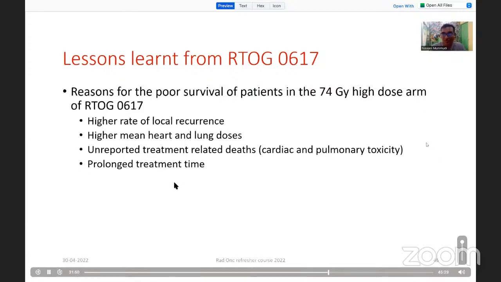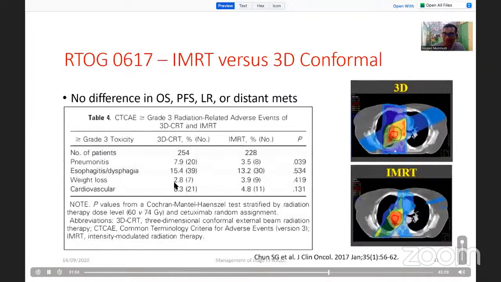So what we learned from this study is that we have probably done dose escalation in the wrong way, not in the most appropriate way, and possibly we need to think a little smarter about it rather than just do dose escalation as we've been doing.